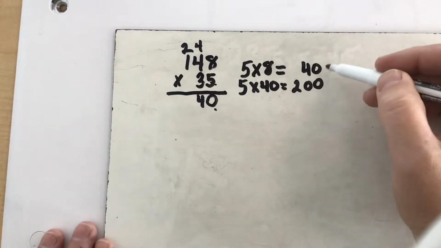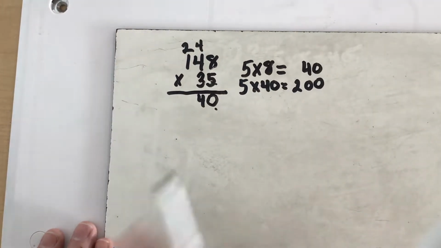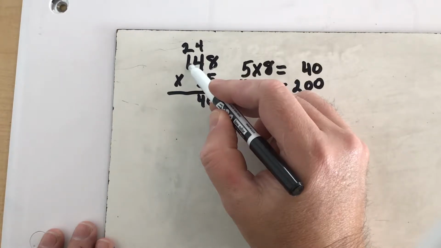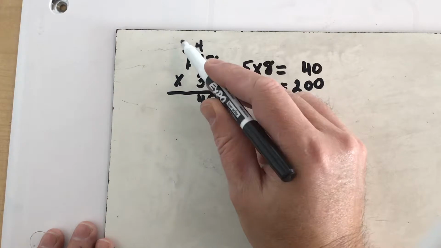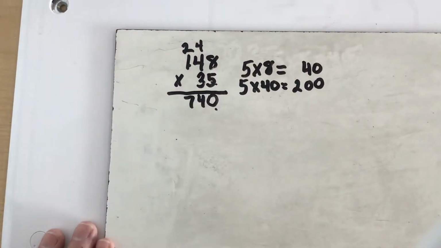Notice how I'm taking time to line up the place value so it's easier to add later on. And lastly, we're going to take 5, we're going to multiply it by 1 first, then we'll add the 2 after we're done. 5 times 1 is 5, plus 2 is 7. So 740 is what we have for that first line.